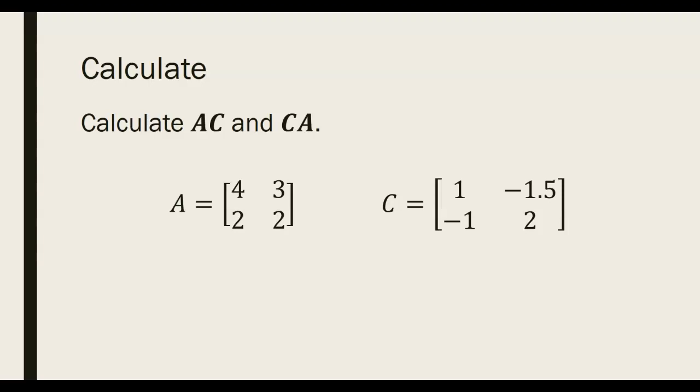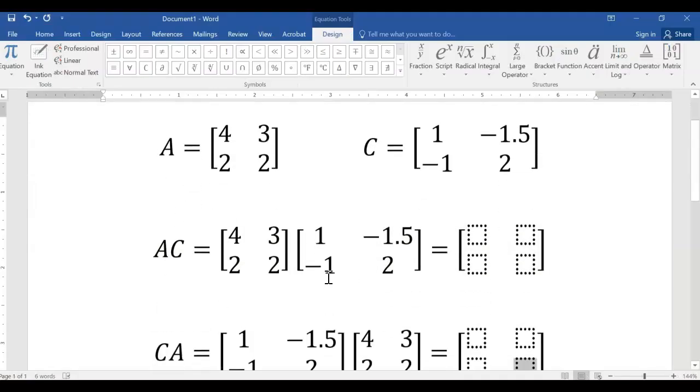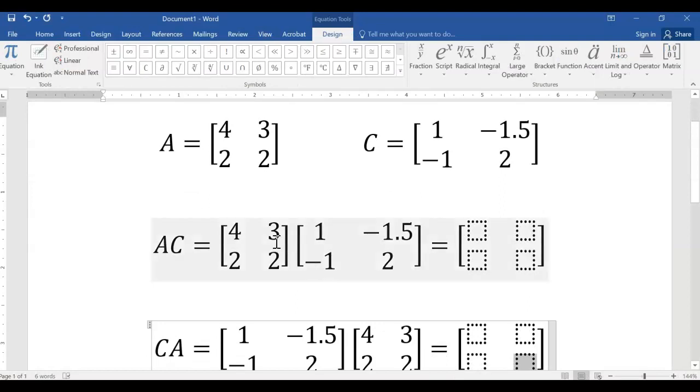Okay. I want you to calculate these two and just decide if C and A are inverses of each other. Push pause on the video. All right, so let's go ahead and multiply these. First off, I've set up our new A and our new C.